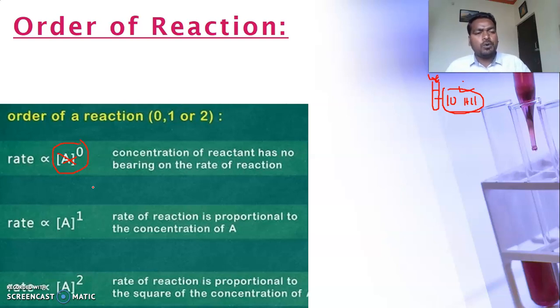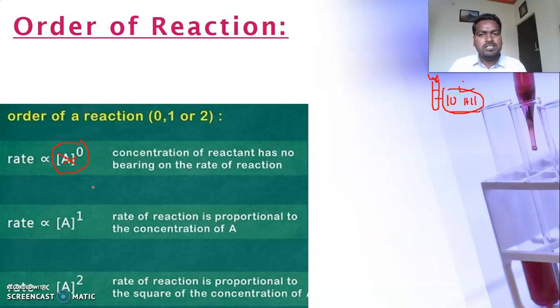Chlorophyll is called a photosensitizer. It absorbs radiation and acts as a catalyst in which water combines with carbon dioxide to give glucose. This is photosynthesis. There, the rate does not depend on the concentration of water and carbon dioxide. It depends on sunlight. That's why it is a zero order reaction.